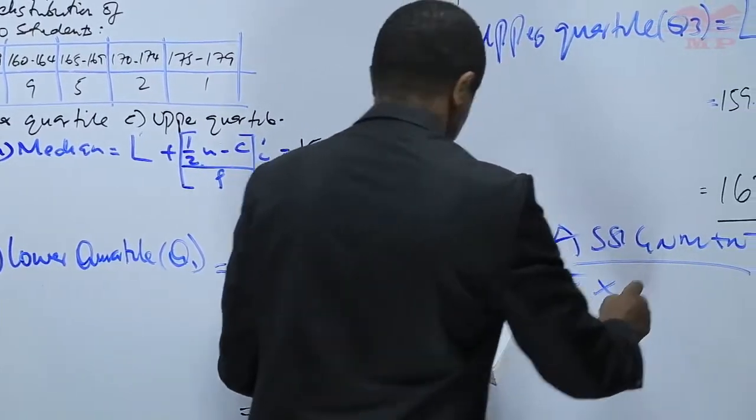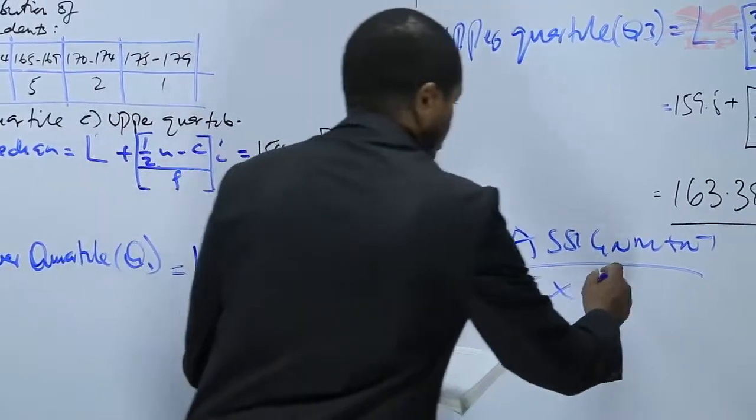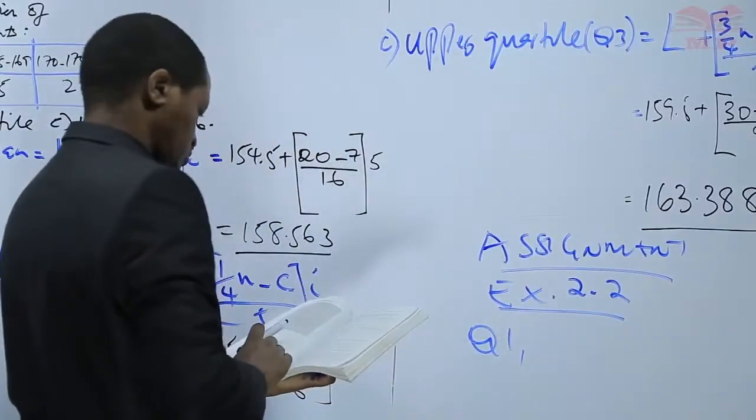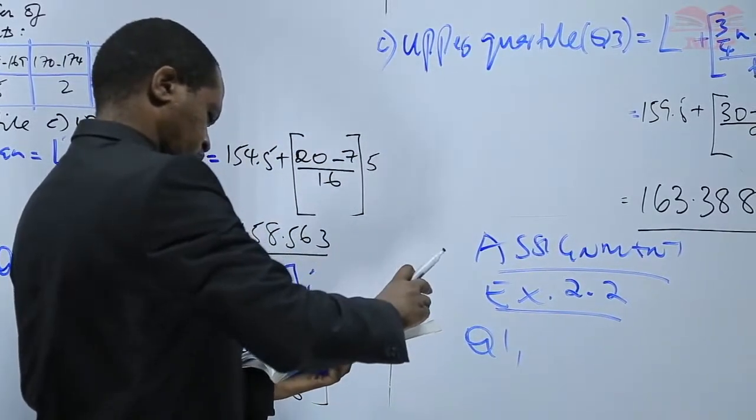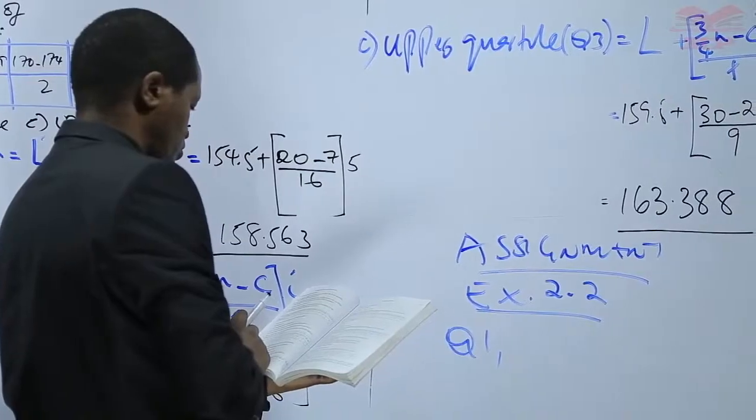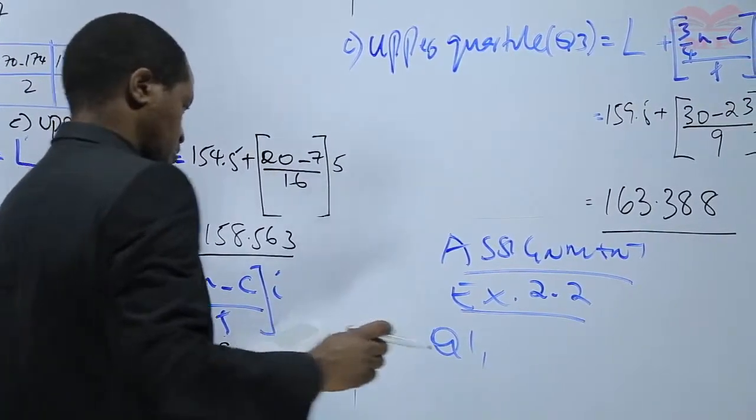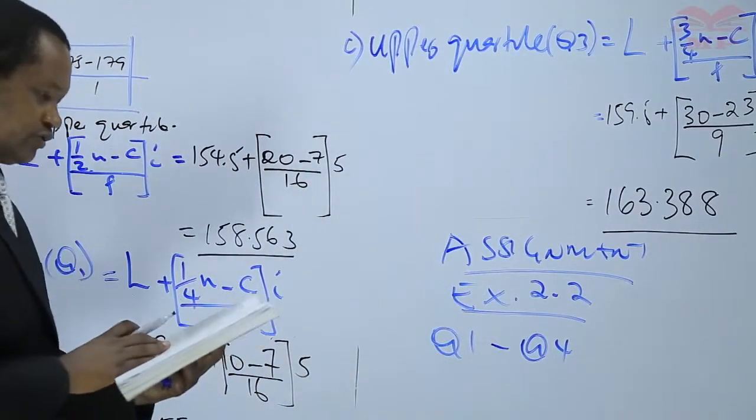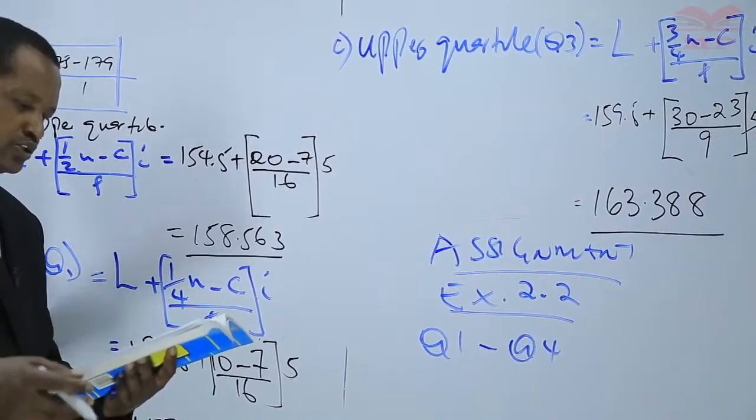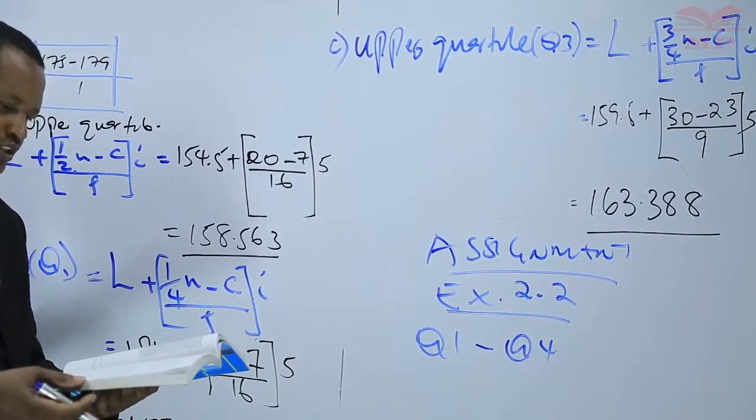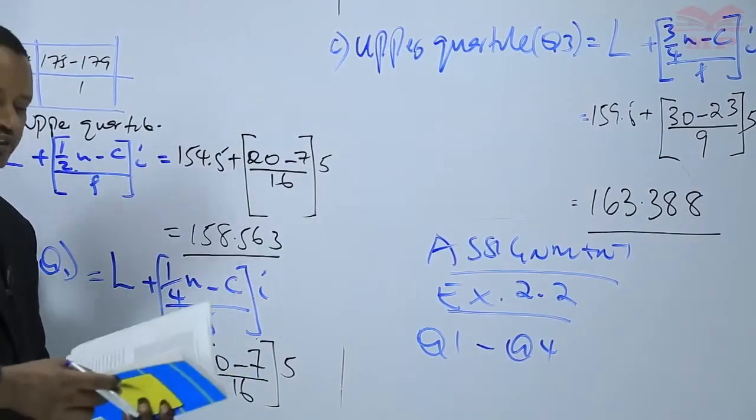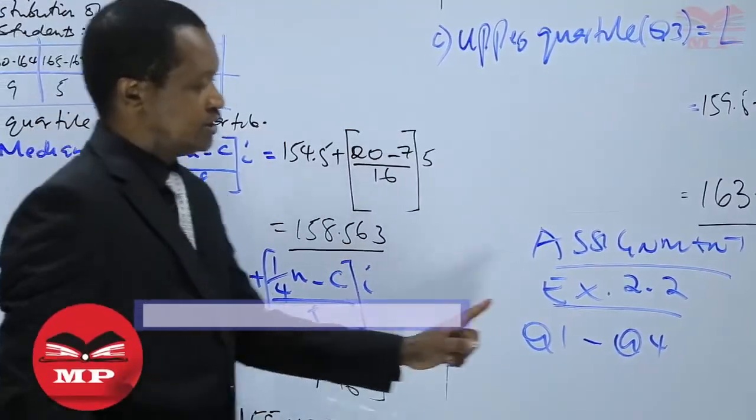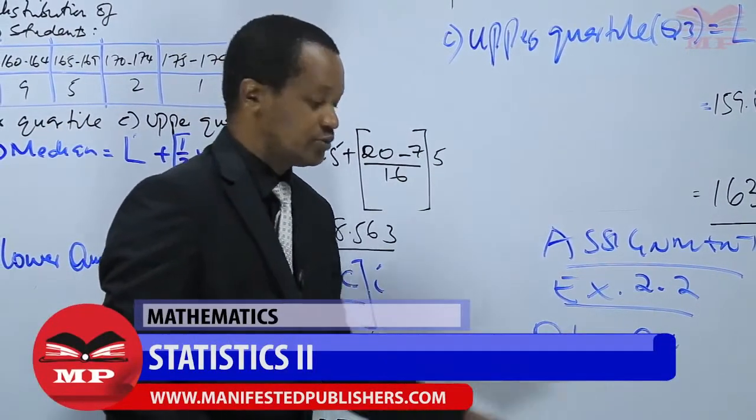Assignment. The exercise is 2.2. Go and do question 1 up to question 4. Go and attempt. This one requires median and quartiles, median, lower and upper quartiles. So that is your assignment. This is Students Book 4. Go and do exercise 2.2, question 1 up to 4 only.